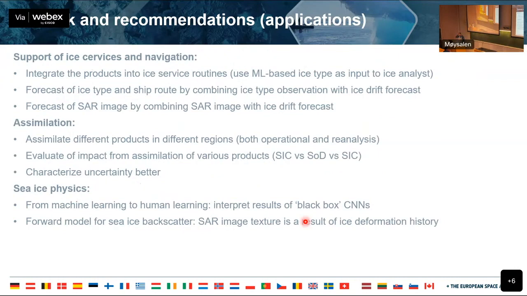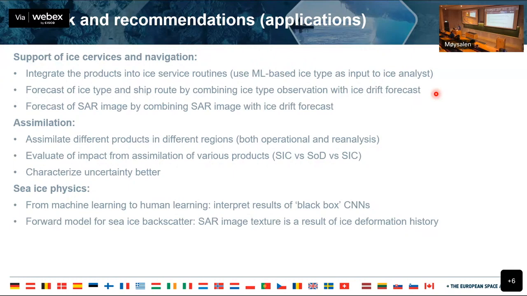And for the applications, the recommendations are to integrate the products into ice services as much as possible, because so far there are many algorithms, but not many applications of these algorithms, and that should be improved. It is recommended to use the forecast of ice type and ship route and combine that so that the ship route can be planned better in an automatic way.